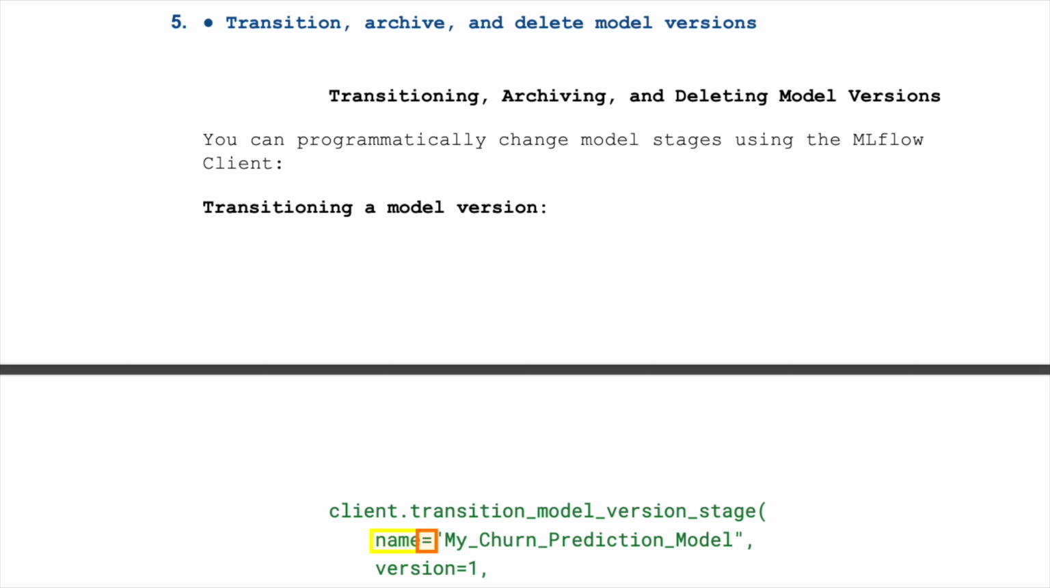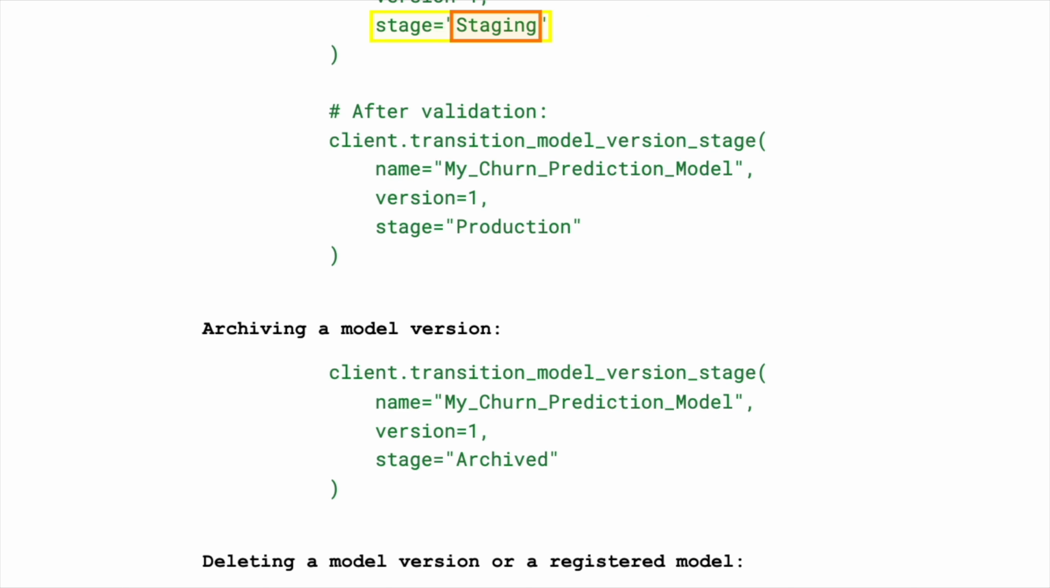client.transition_model_version_stage(name="my_churn_prediction_model", version=1, stage="Staging") # after validation. client.transition_model_version_stage(name="my_churn_prediction_model", version=1, stage="Production"). Archiving a model version.